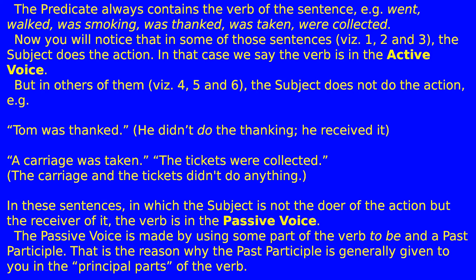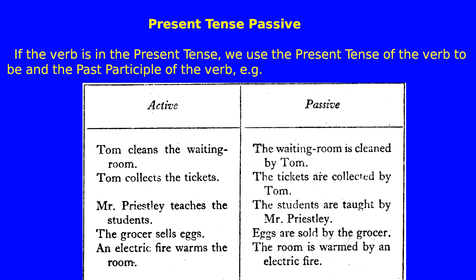The passive voice is made by using some part of the verb to be in a past participle. That is the reason why the past participle is generally given to you in the principal parts of the verb. Present tense passive. If the verb is in the present tense, we use the present tense of the verb to be in the past participle of the verb, e.g.